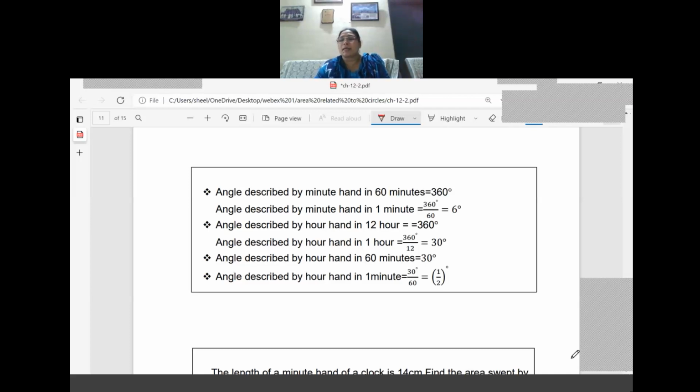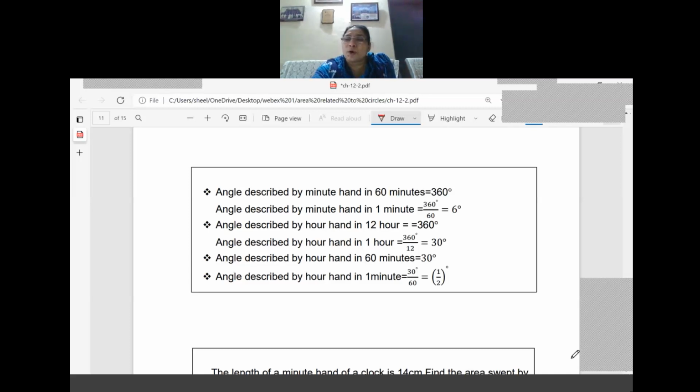But how many hours will the hour hand take to complete 360 degrees? 12 hours. The hour hand moves 360 degrees, a complete rotation, in 12 hours. So in 12 hours, the hour hand makes a central angle of 360 degrees. So 1 hour it will take 30 degrees only. How are we calculating? 360 by 12. Now 1 hour means 60 minutes, as you know. So the angle described by the hour hand in 60 minutes is equal to 30 degrees.